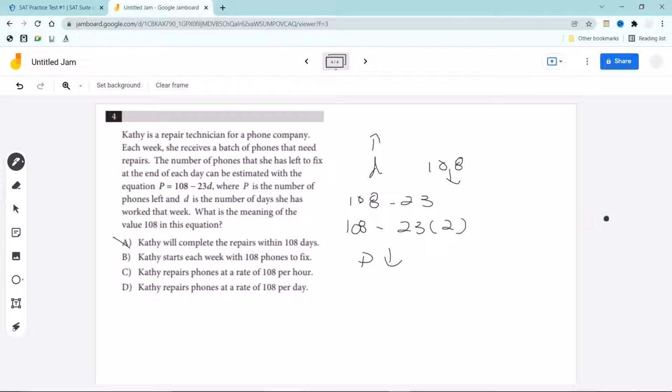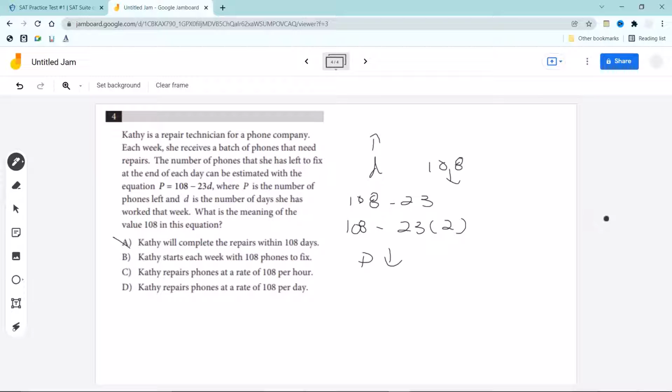And so logically, Kathy's going to start out each week with 108 phones to fix, because once that day number gets high enough, the number of phones is going lower. So as she works more days, the 108 that she started with is decreasing to 0, and by the end of the week, or the number of days she's worked, she'll be left with 0 on the other end. So that's the way to think about it. She's not fixing them at 108 per hour.